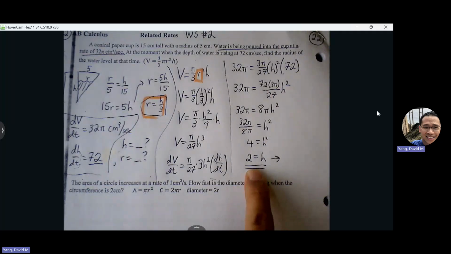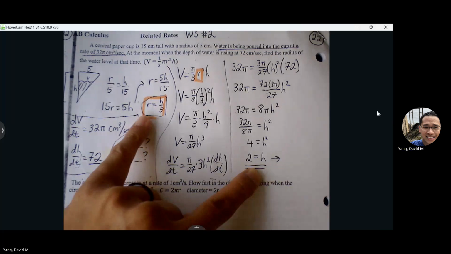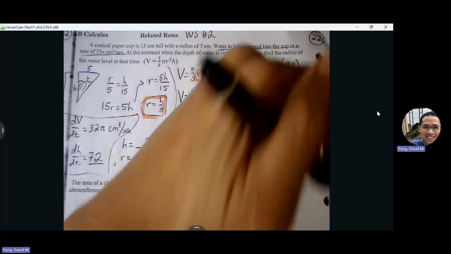I got it all the way down to h equals 2. This is not the variable that I want, but that should be easy to convert, right? If I know the height of the water level is 2, how can I find the radius of the water level? Formula, right? So r is just going to be 2 over 3.